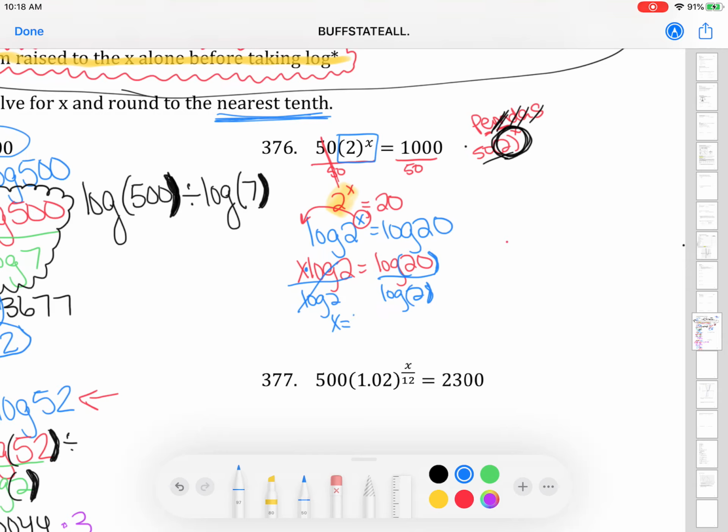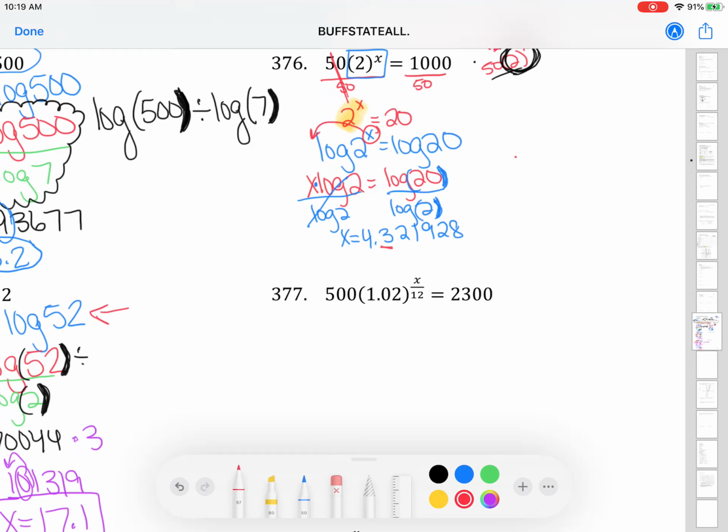Remember when you plug this in your calculator, make sure you close the parentheses that the calculator gives you. And you should get 4.321928. And again, yours might be a little bit different at the end or a little bit longer. Don't stress about that. When you round to the nearest tenth, which is this place right here, refer to that number. It is not 5 or above, so it doesn't bump that up. Your answer is going to be 4.3.